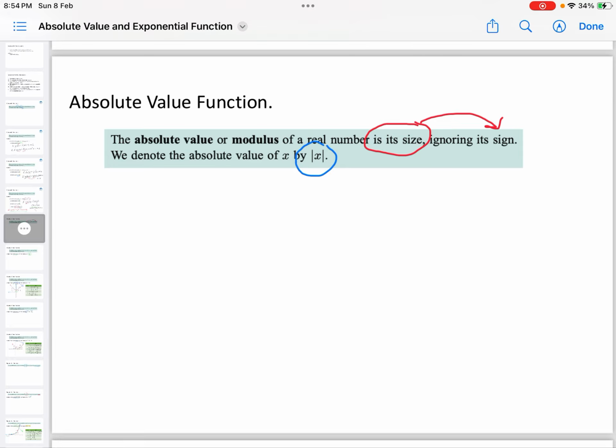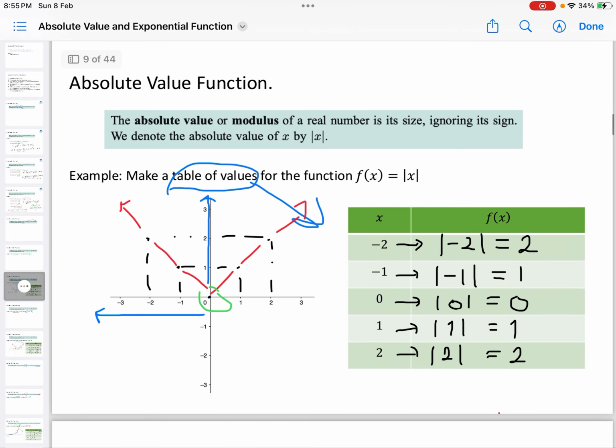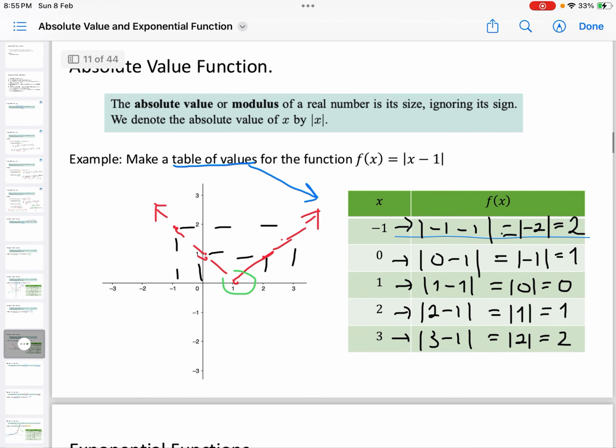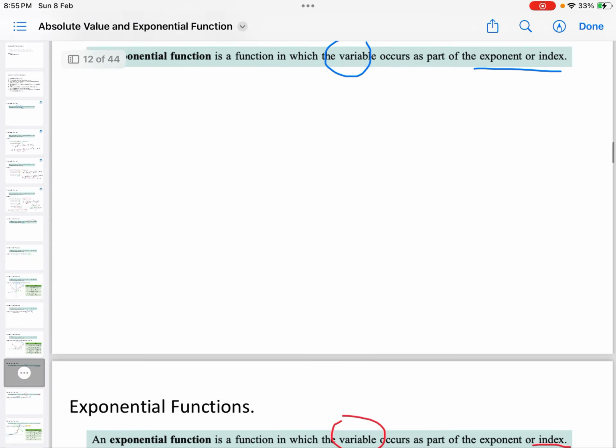Then I made the introduction of the absolute value. In this case, we're talking about the size. So what is the distance of the number to 0? And the discussion was that every single time the answer is positive. And after making the drawing, as you guys might remember, it's a V-shaped graph. We did an example with absolute value of x, and then an example with absolute value of x minus 1. So those were the 2 examples I was using for the absolute value function.